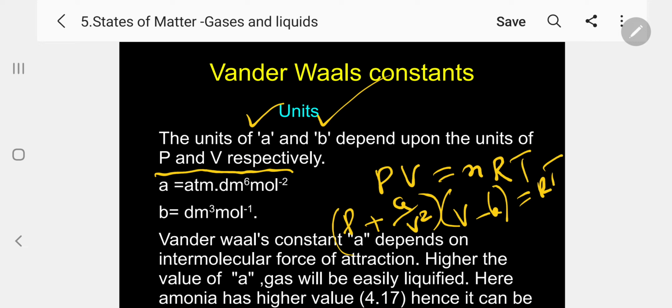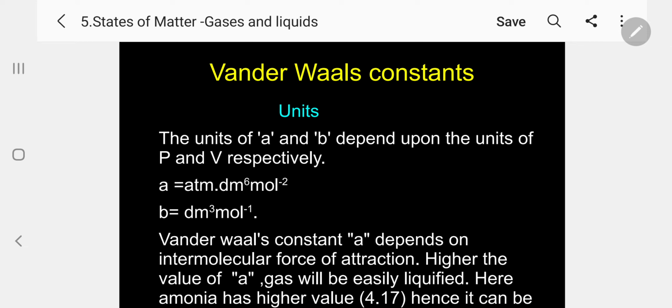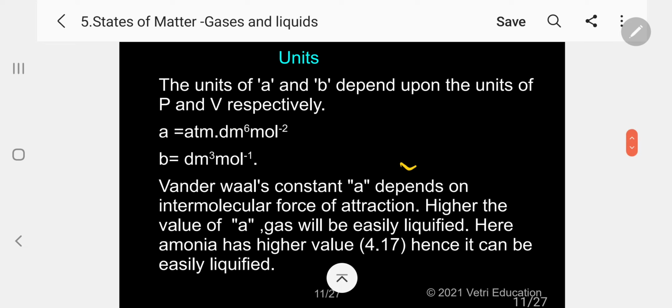This is normally what we write for 1 mole in the van der Waals equation of real gas. So what is here? A by V squared is the only applied correction for the pressure. Please follow. Now A units are atmosphere decimeter to the power of 6 mole to the power of minus 2. B is decimeter cube mole to the power of minus 1. Then van der Waals constant A depends on intermolecular force of attraction. Please follow. This is the most important.